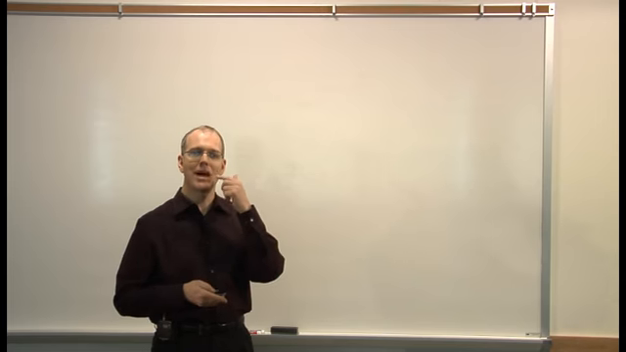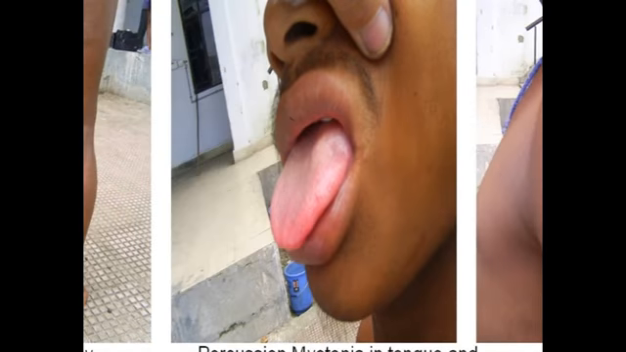Or you can tap on the tongue, and you can see the picture here, and tapping on the tongue leads to what's sometimes called the napkin ring sign, where the center of the tongue constricts for a period of time.